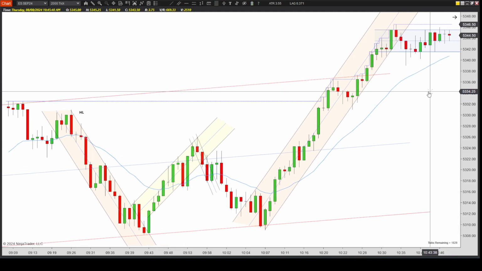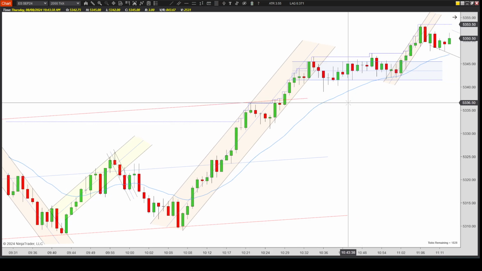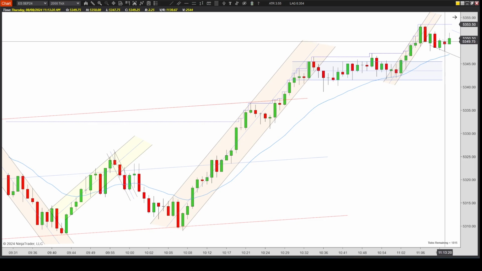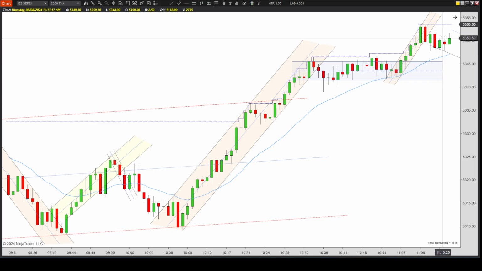It doesn't do that though. It kind of consolidates and then pushes up again. Break, makes one attempt, second attempt. This isn't a good entry. This isn't a good signal bar to even go second entry long.